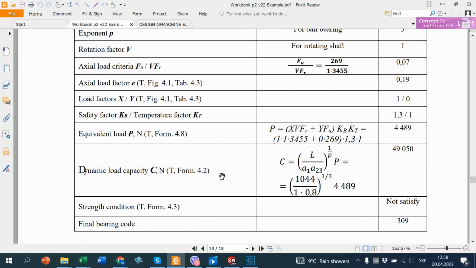So in this formula, 1 times F radial plus 0 times F axial, times 1.3, 4,400, 500.